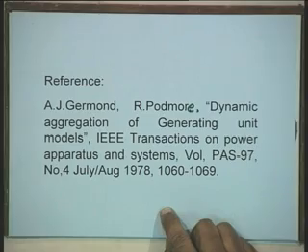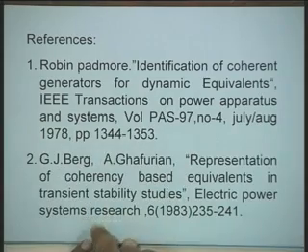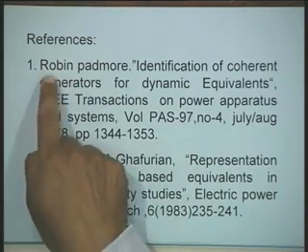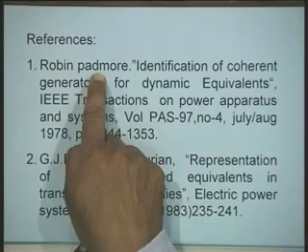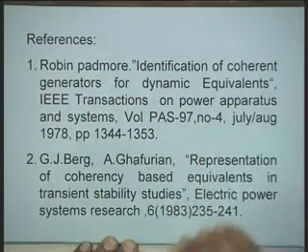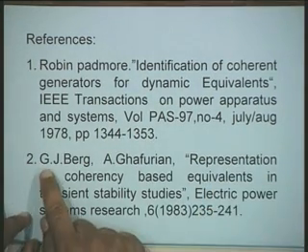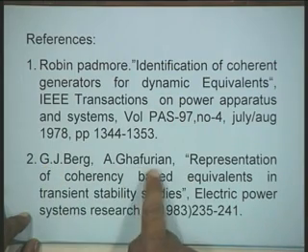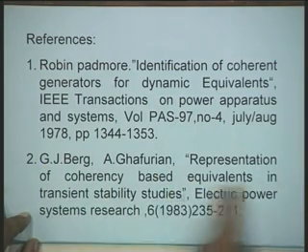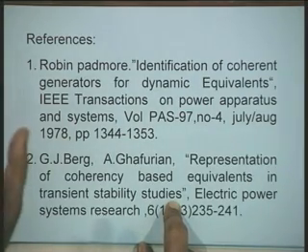That is when dealing with dynamic equivalencing, I started with these two references. The first reference was by Robin Podmore, "Identification of Coherent Generators for Dynamic Equivalents." This paper addresses how to identify the coherent group of generators. The second paper, by Germond and Podmore, deals with representation of coherency-based equivalents in transient stability studies. Here the author deals mainly with network reduction and representation of the equivalent generator by a classical model.